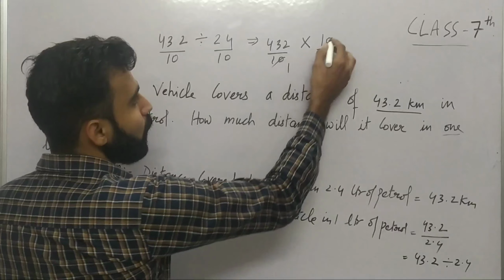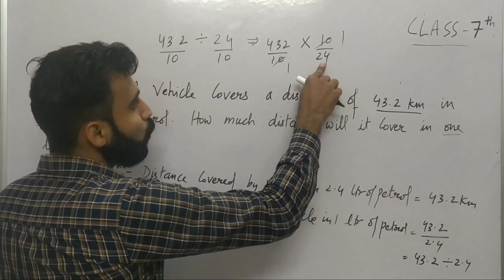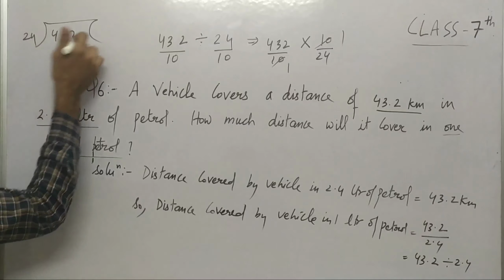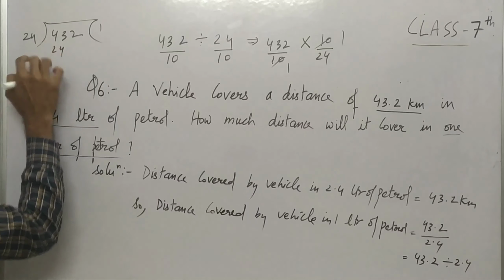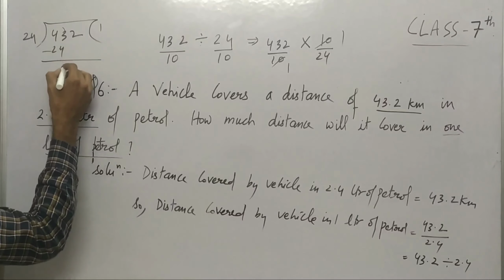So you can see 10 by 10, 10 by 10, so they will cancel out. So the remaining is 432 divided by 24. So let me just divide it roughly here. So 432 divided by 24. Now you can see 24 into 2 is 48, which will be greater. So 24 into 1 is 24, right? So subtract it. So 13 minus 4, that will give me 9. So this will become 3. 3 minus 2 will give me 1. So write this 2 as it is.